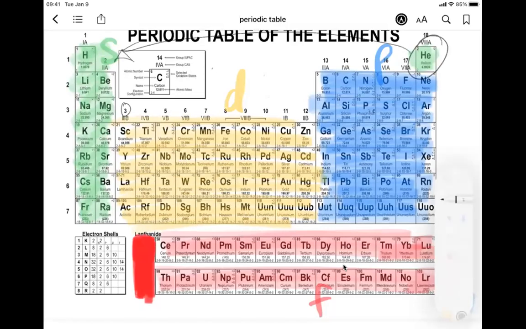Then we have the d block. Remember, there are 5 d orbitals. Each one can hold 2 electrons for a total of 10, so there are 10 elements in each level for the d block. And finally f: there are 7 orbitals for f, each one can hold 2 for a total of 14, so you have 14 elements in the f block. Okay, so just remember these blocks.